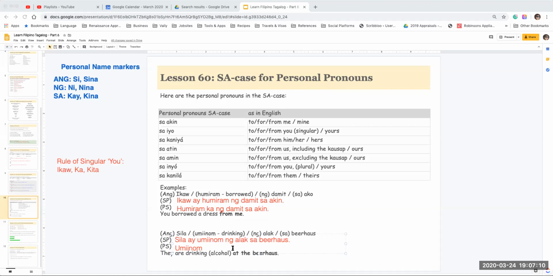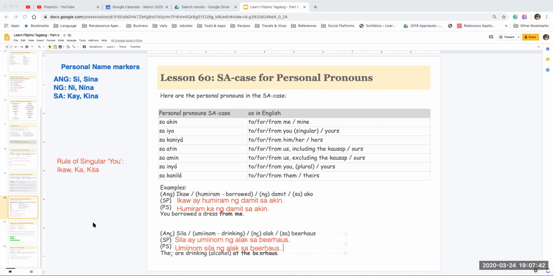Right after the verb. So, umiinom sino? Umiinom sila. Yes. And then the remainder of your predicate. Ng alak. Sa beer house. Yes. There's no other way you can switch this around because we're using a pronoun. Only if it's a personal name, or a general noun, can you switch it around.